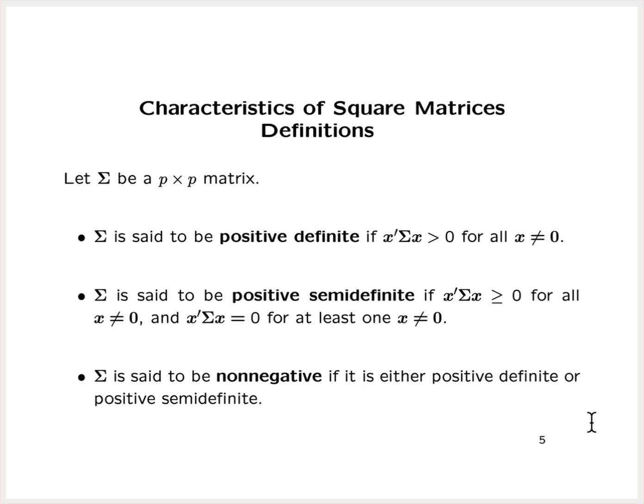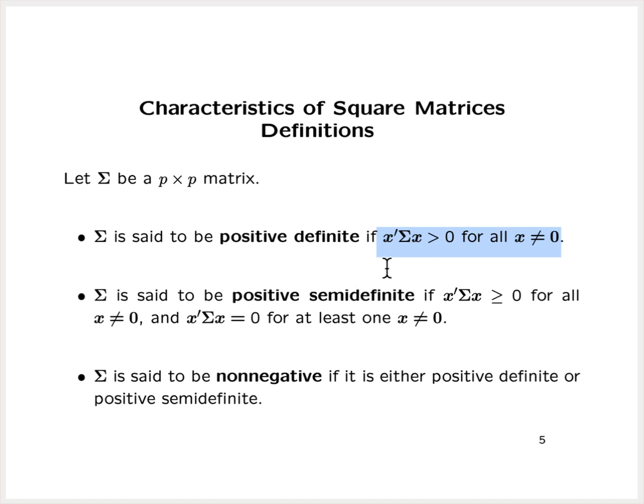Okay, now let's talk about some characteristics of square matrices, and again we'll give some definitions. Let cap sig be a p by p matrix, so it's a square matrix. The number of rows and the number of columns are the same; both are equal to p. Cap sig is said to be a positive definite matrix if this relationship holds for all non-zero vectors x.